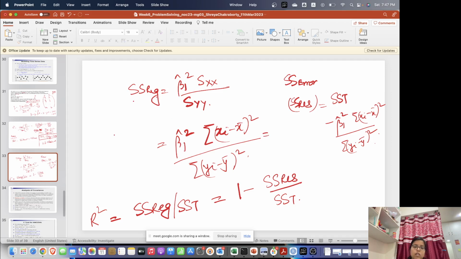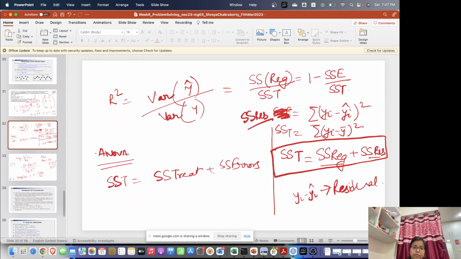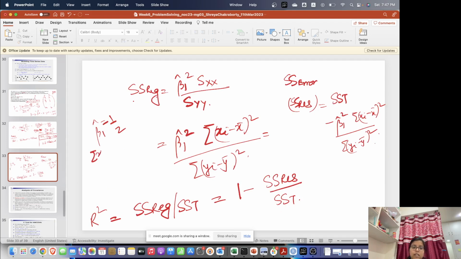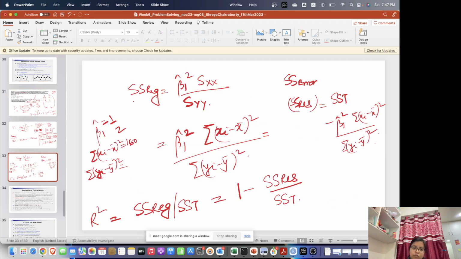So first let us compute the sum of squares due to regression. Here beta 1 hat we got as half. Summation xi minus x bar square was 160, and summation yi minus y bar square was 83.2. So this quantity, sum of squares due to regression, is 1 by 4 into 160 divided by 83.2, so this will be 40 by 83.2.